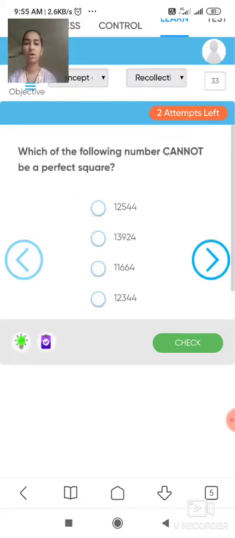Then which of the following numbers cannot be a perfect square? Now, 4 options are there. Out of the 4, which is not a perfect square? You have to tell me the answer.